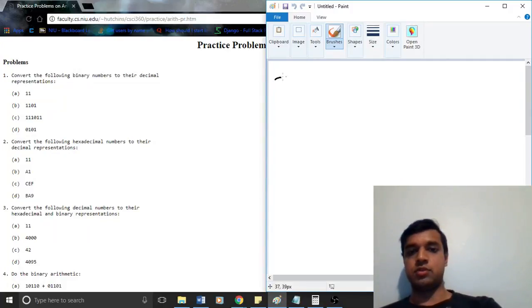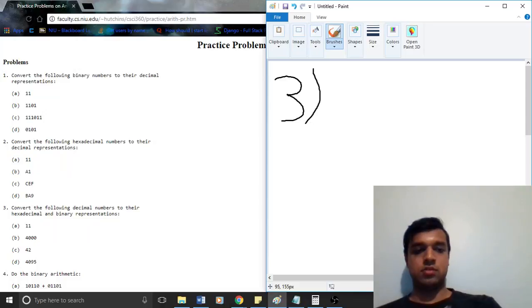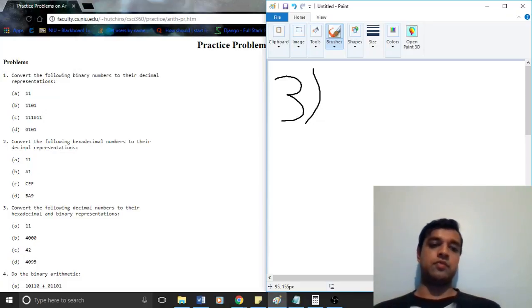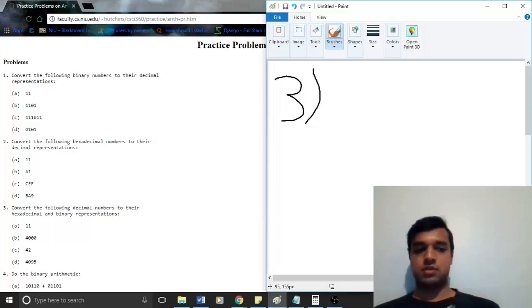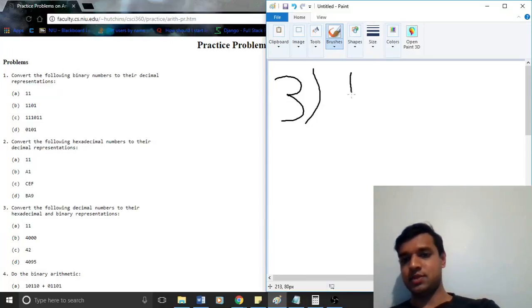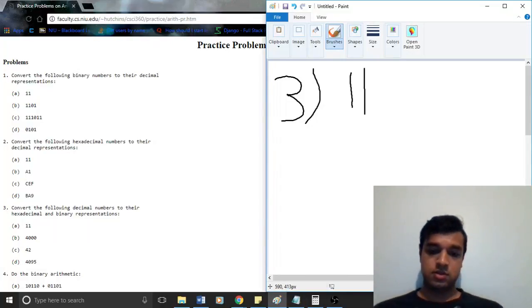So let's do 3 really quick, which is convert the following decimal numbers to their hexadecimal and binary representation. So you're like, oh, now it's a game changer. Yeah? Okay.